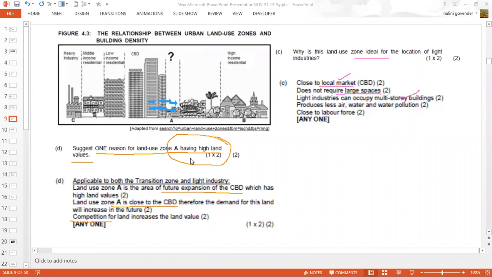So once again, give reasons why it's going to have high land values in spite of the poor condition. It's a future CBD. It's close to our CBD. There's great demand for land in this area. Right?